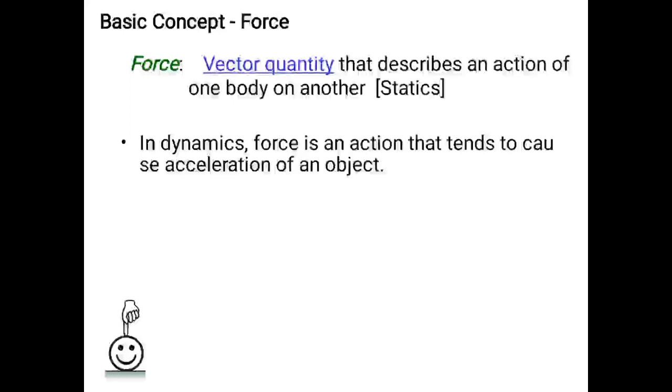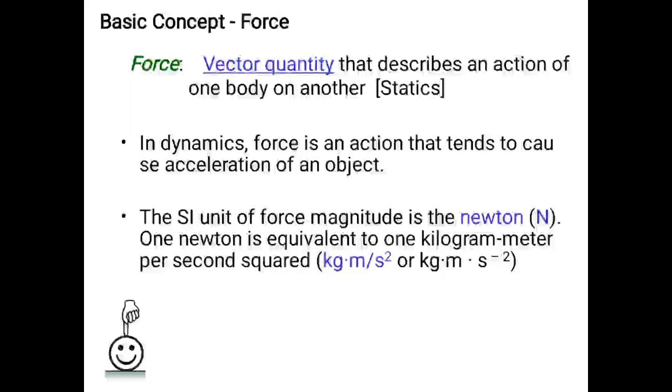The first definition is for the static condition, and the second one is, in dynamics, force is an action that tends to cause acceleration of an object. The SI unit of force is Newton. Already we have seen the unit for weight and force; both are Newton, and 1 Newton is equivalent to 1 kilogram meter per second square, as we have seen in the previous slide. So 1 Newton can also be denoted as kilogram meter per second square.